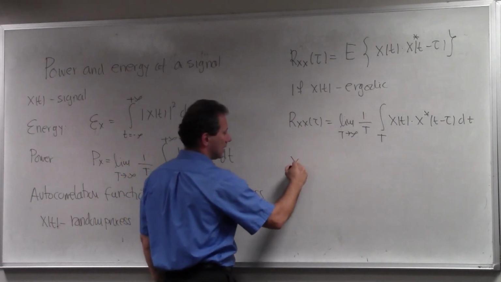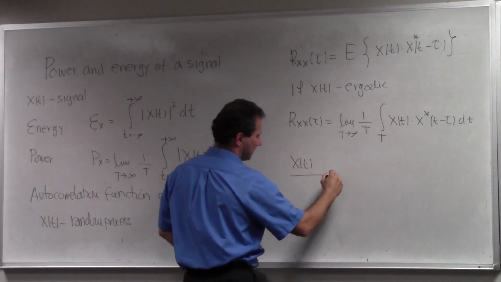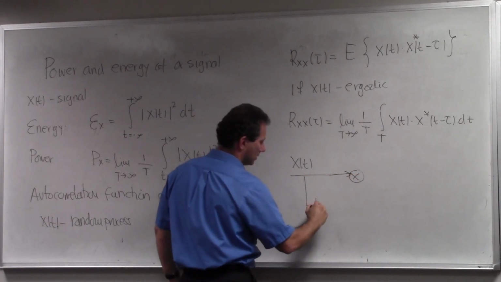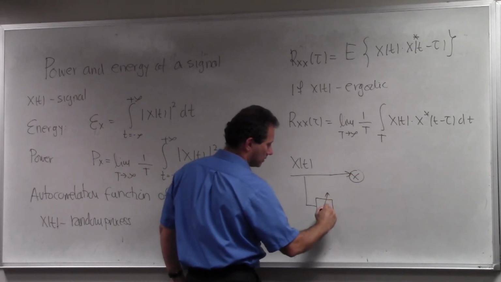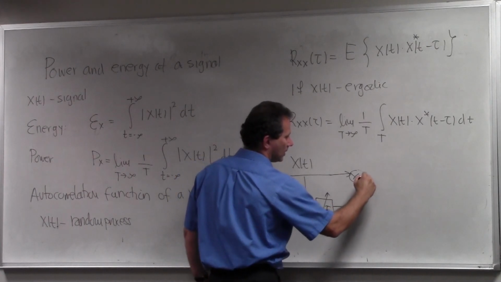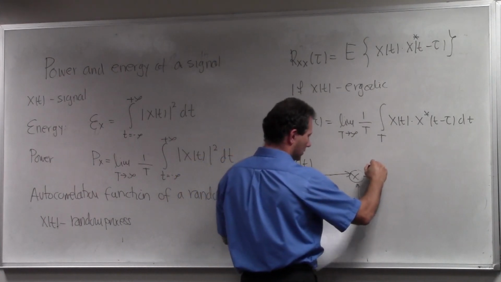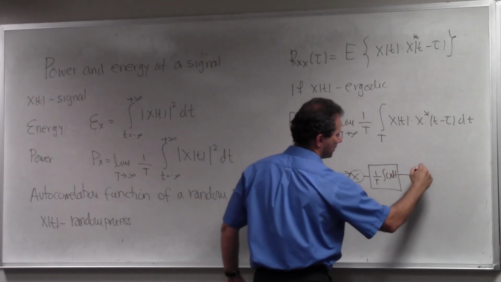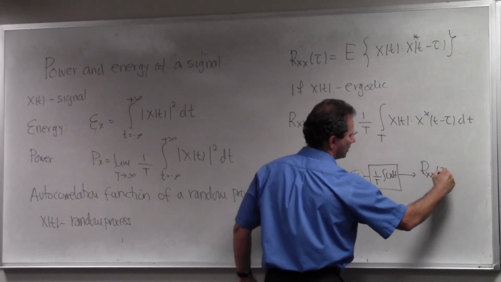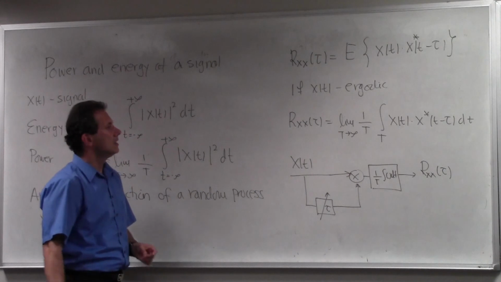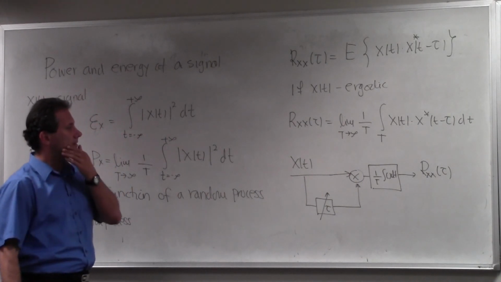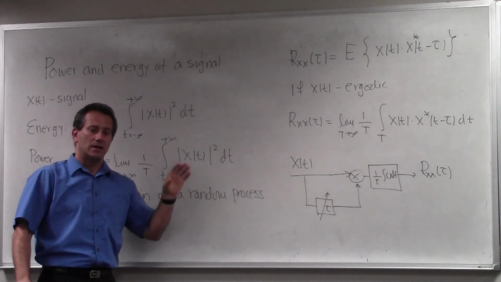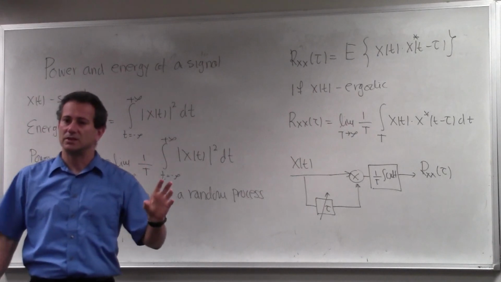You're taking your signal x of t and you are multiplying it with a delayed version of itself, and then you're integrating this over time, averaging with 1 over T dt. And then what you end up with here is Rxx of tau. Now, what is the reason why we care about autocorrelation? Why is this important to us? Let's go back and think about what we talked about last time.